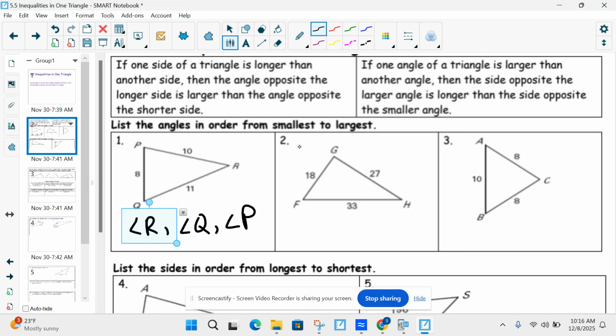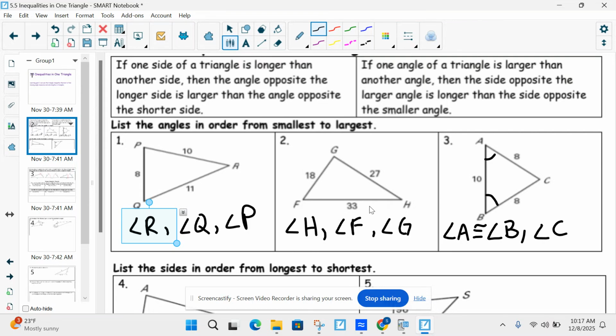Okay, for number 2, 18 is the smallest, so angle H is the smallest. And then next would be angle F, and then finally angle G, because it's opposite of the longest side. For number 3, both A and B are the same, so we can just say angle A is congruent to angle B. This is an isosceles triangle, so those would be the base angles, and then angle C is the biggest.